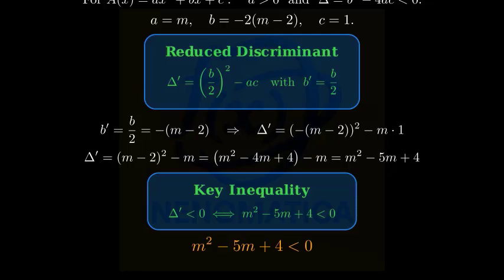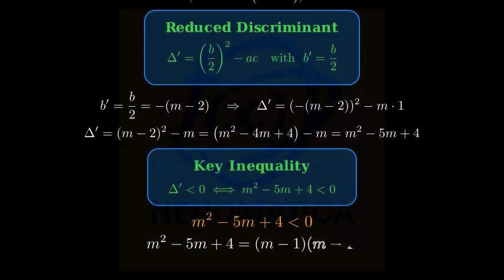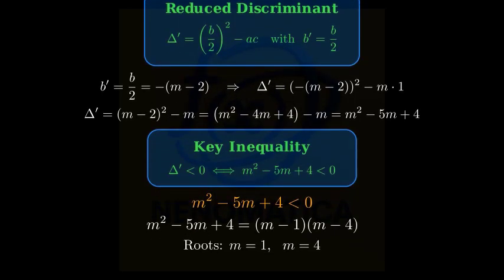We solve the inequality by factoring and using a sign chart. Factor m squared minus 5m plus 4 as (m minus 1) times (m minus 4). The critical numbers are m equals 1 and m equals 4. Because the leading coefficient is positive, the product is negative between the roots, so the solution for this part is m in the open interval 1 to 4.